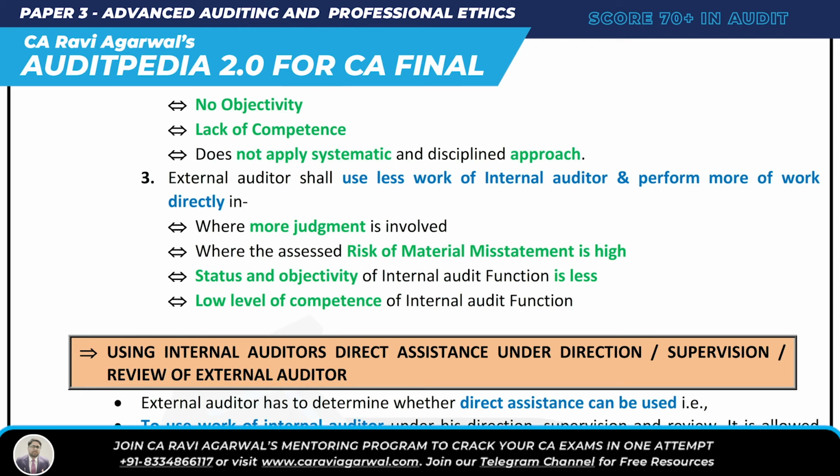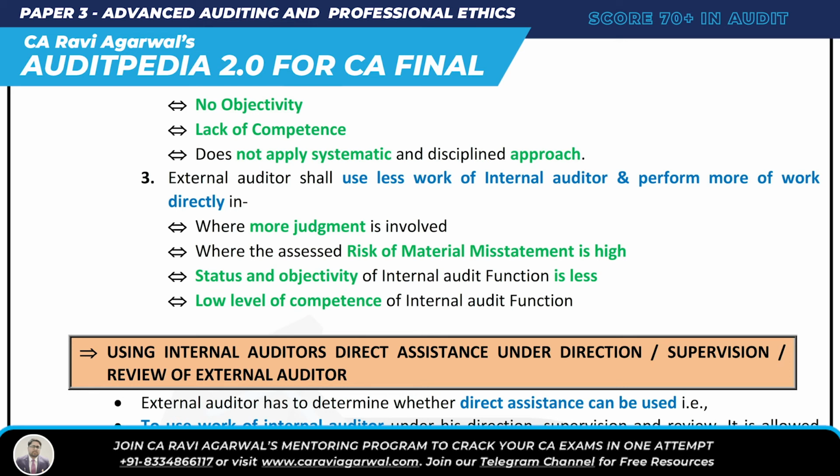So what I'm saying is, the external auditor is going to use less work of the internal auditor where more judgment is involved, where you think the risk of material misstatement is high, where the status and objectivity of the internal function is less, where you think he'll be biased, and where there is a low level of competence. Got it? Next question is using internal auditor direct assistance.